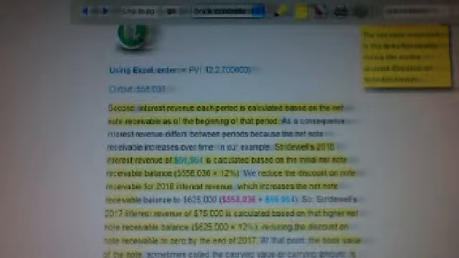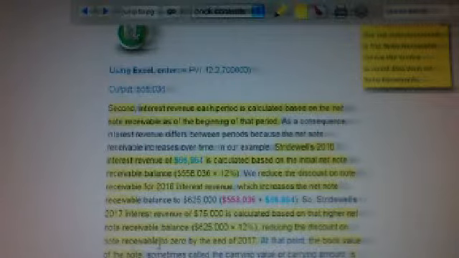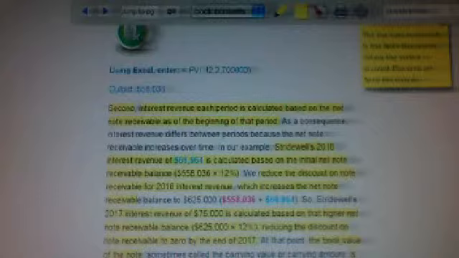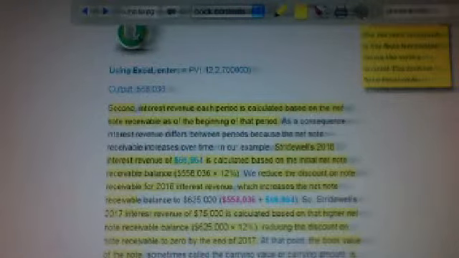And you'll see that down here where I have the pointer, it reduces the discount on the note receivable to 0 by the end of 2017, as I explained up above in the journal entries. And at that point, the book value of the note, sometimes also called the carrying amount or the carrying value, is $700,000, and that's the amount of the cash that's collected and zeroes out that note receivable.